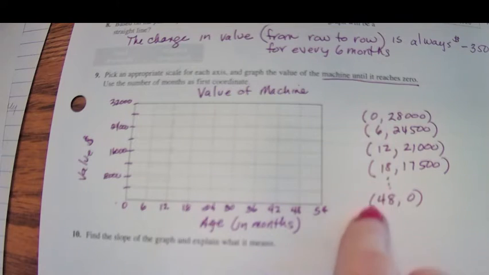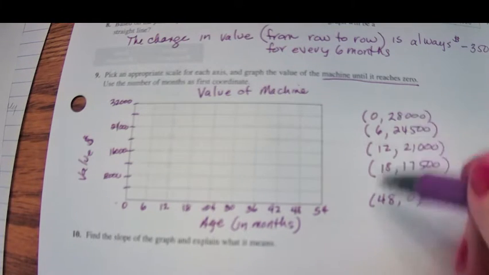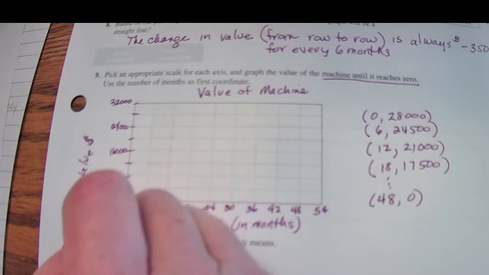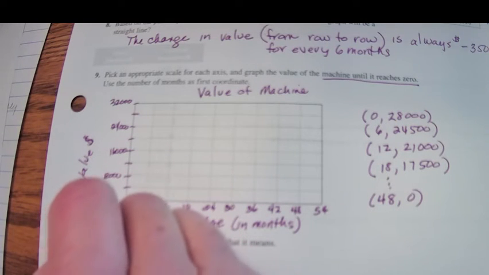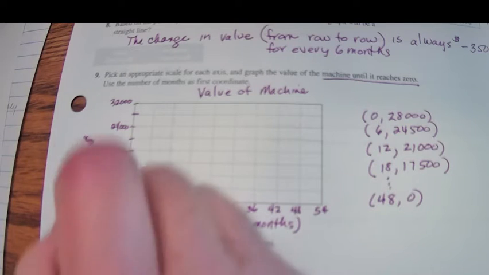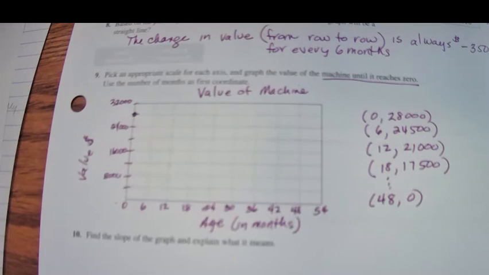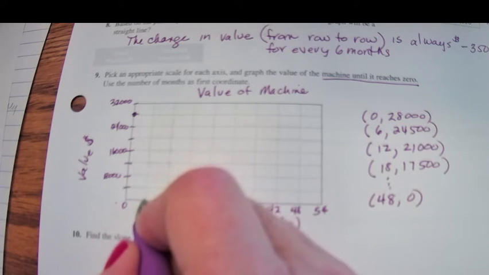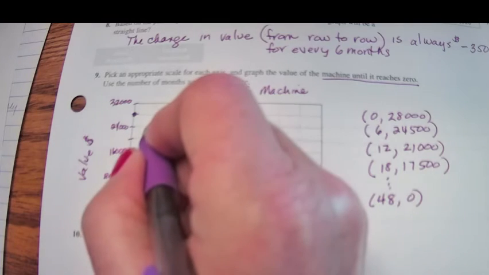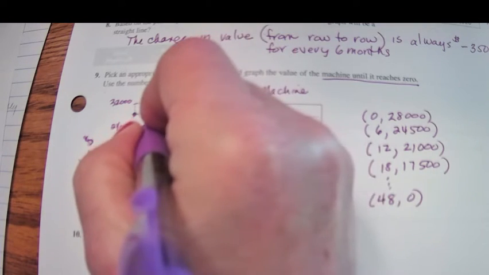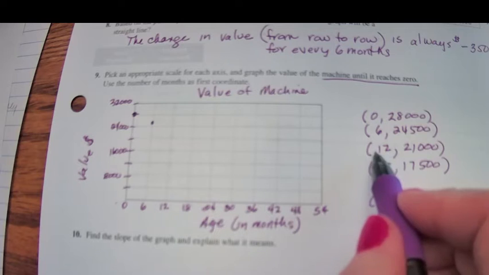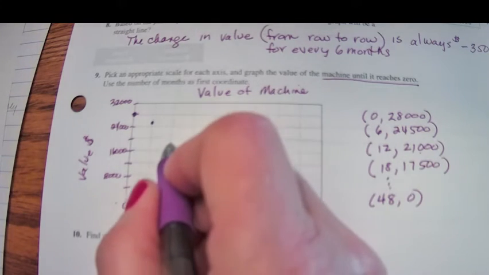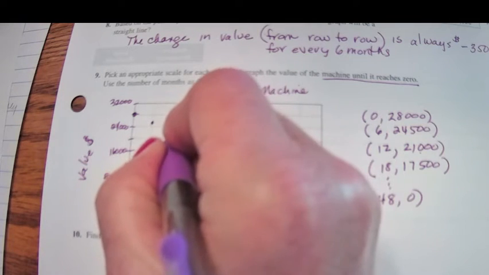So now let's put these 5 points on there. When you first get the machine, 0 months after buying it, the machine is worth $28,000. There's that point right there. 6 months later, it's worth $24,500. So 6 months, go up to the $24,500. That's about there. 12 months, it's worth $21,000. That's about there.